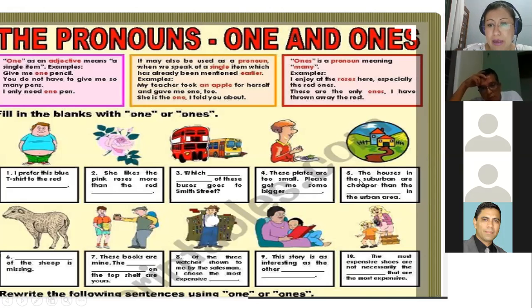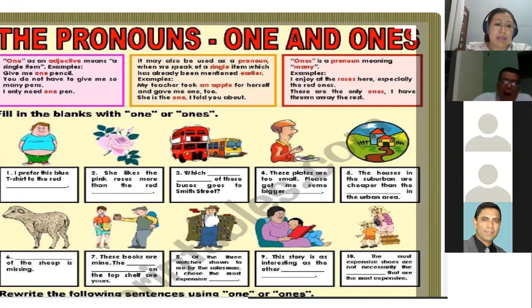Okay, number five. The houses in the suburban area are cheaper than the ones in the urban area. Because we are talking more than one house. This is plural. Okay. Here is one or ones? One without an S. One of the sheep is missing. Okay? Una de las ovejas está perdida.